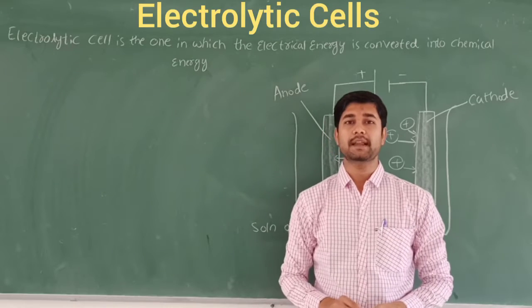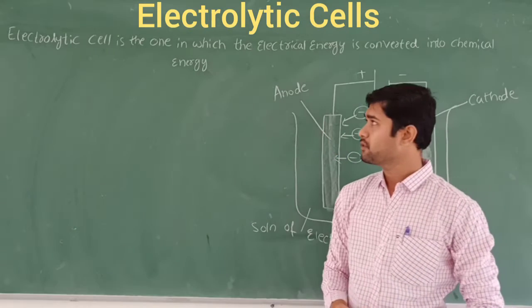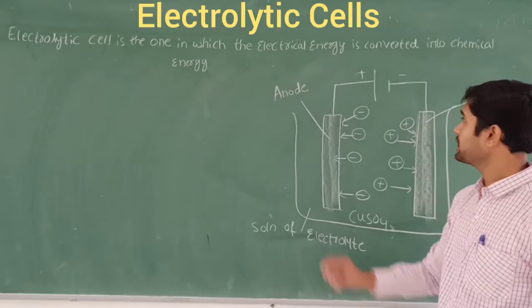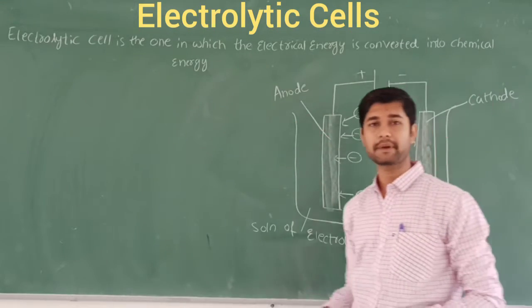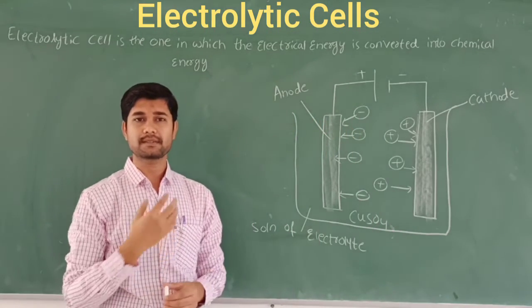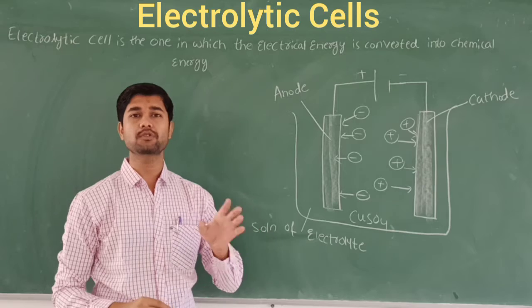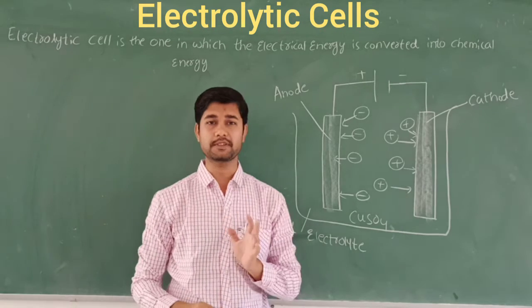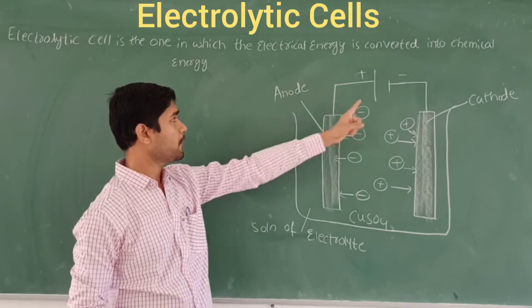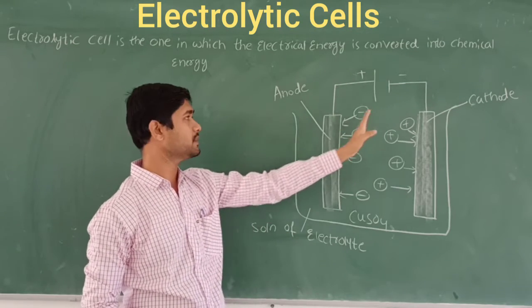Let's discuss the electrolytic cell. An electrolytic cell is one in which electrical energy is converted into chemical energy. Chemical energy is nothing but the several chemical reactions. In order to get these chemical reactions, we are going to use an external source, called external energy. That is called a battery. We are going to connect this cell with the battery.